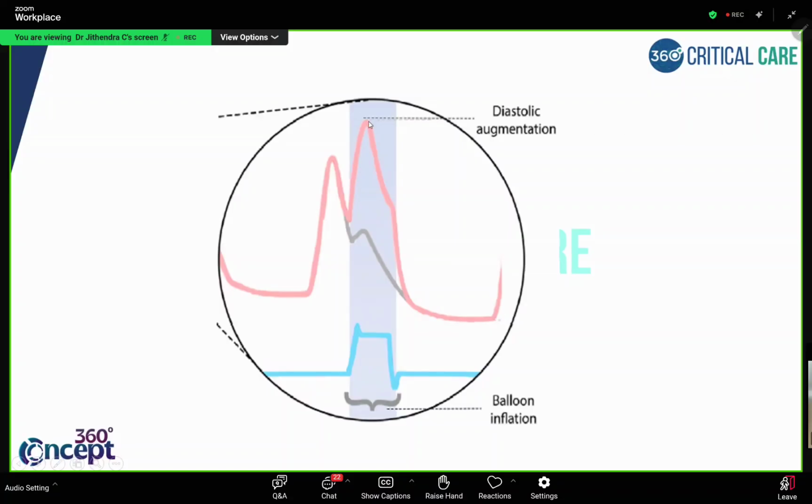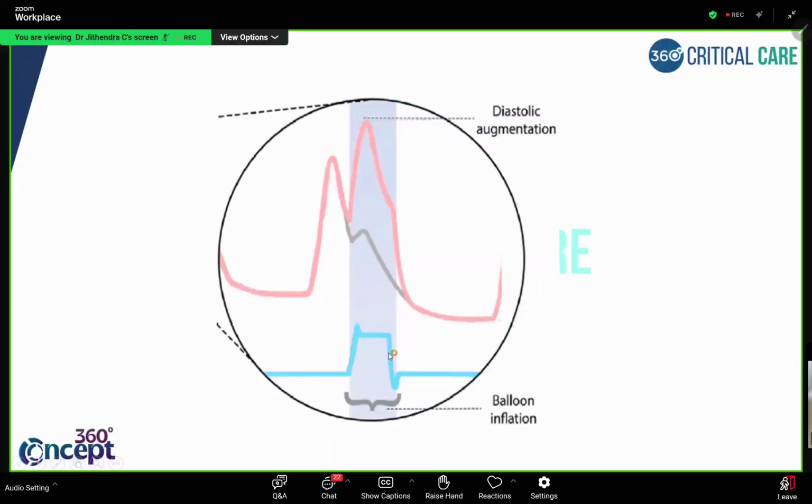This is the augmentation which has happened because of your IABP waveform, and beneath that, to help you out, you can see that the balloon is also inflating there. These two are the waveforms which we'll be seeing on the console. It will not be seen on the patient monitor, but the arterial trace can be seen on the patient monitor also if you're using an arterial line. So this is how it looks.